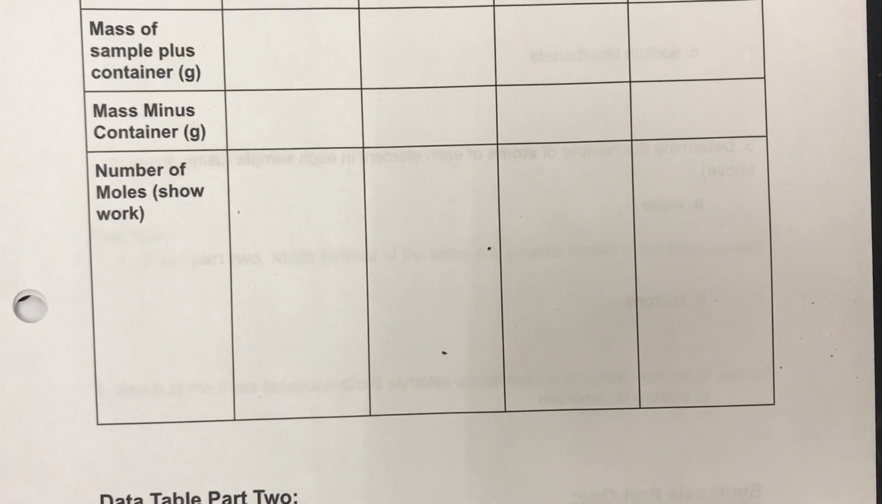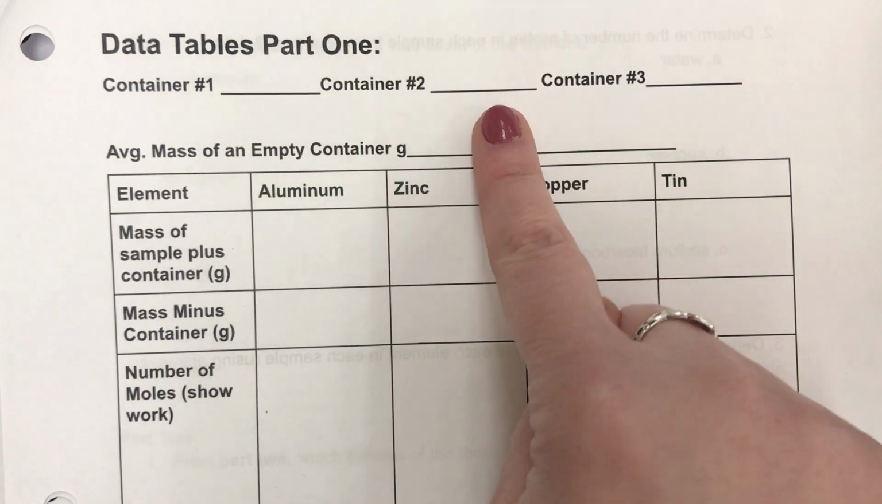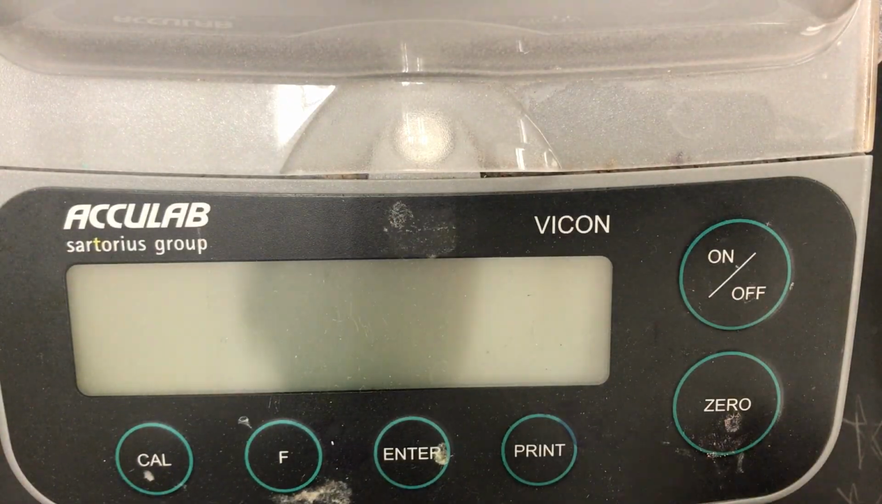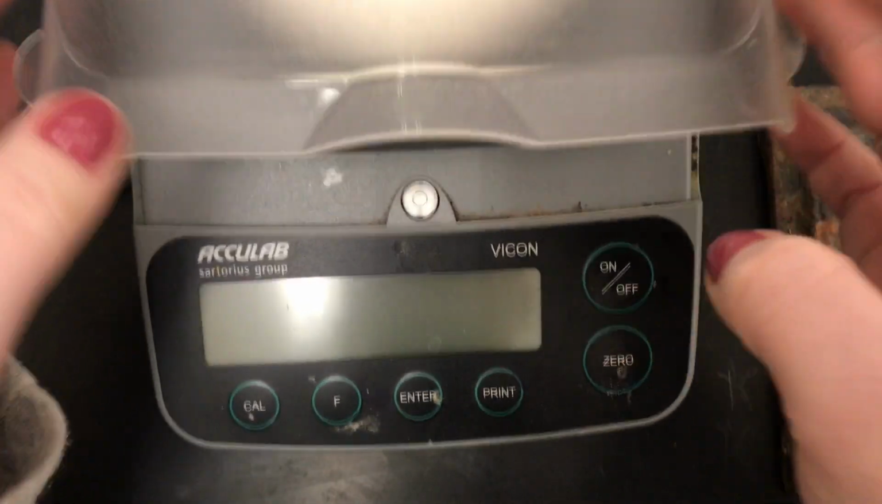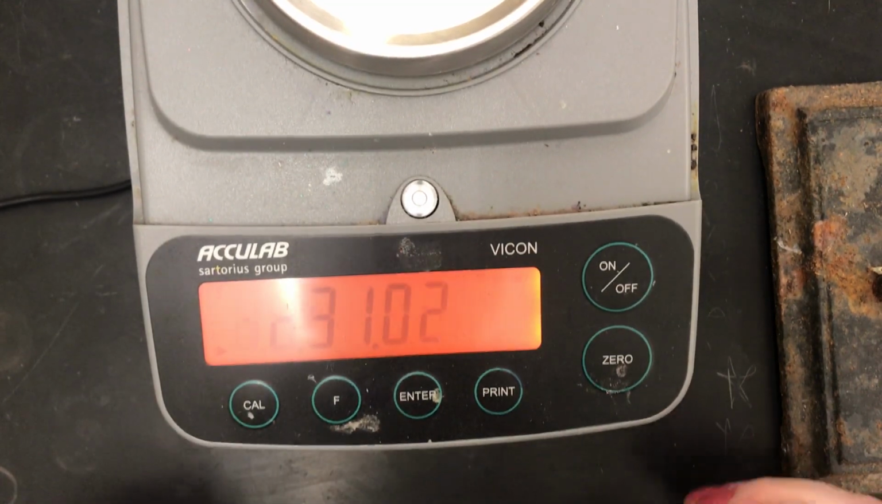Alright, so step one, it asks us to weigh 3 empty containers because we won't be opening the containers of the metal, and we want to be able to subtract out the mass of the container. Alright, so this is where we're going: container 1, container 2, container 3. Alright, balance here. So we're putting container 1 on the balance. Gotta wait for that to turn on there.